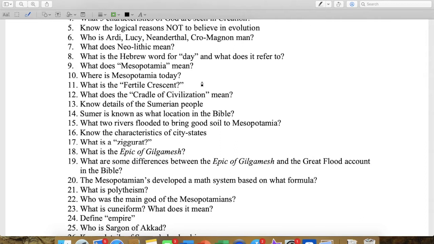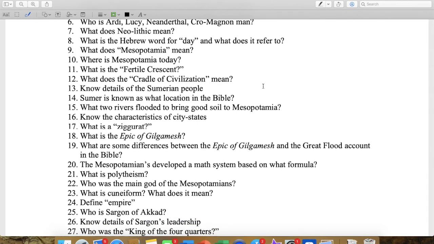Fertile Crescent. So number 11 here, what is the Fertile Crescent? And what does the cradle of civilization mean? These are two kind of questions that are linked together. One question is definitely going to be on this Fertile Crescent. So make sure you know these two. Know the details of the Sumerian people.